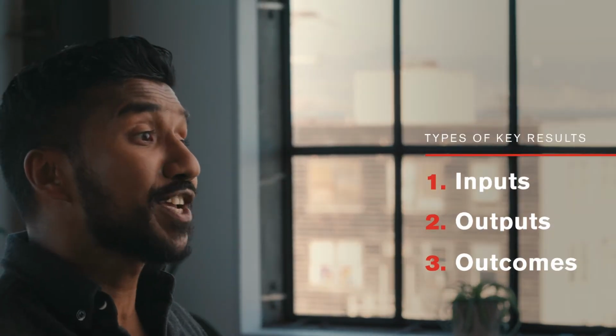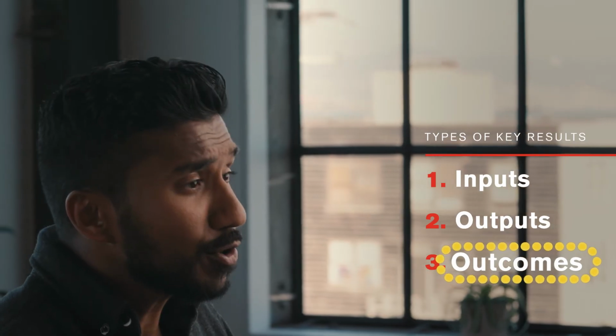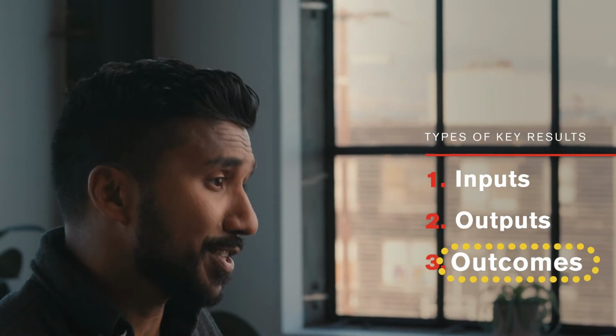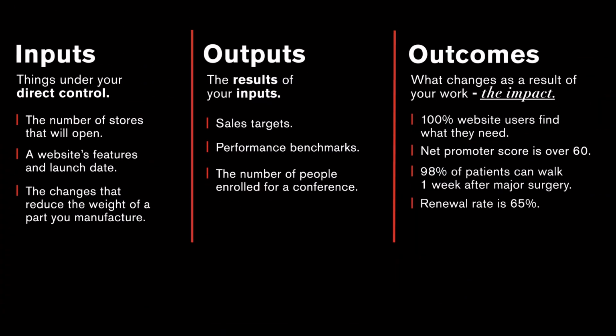Of the three kinds of key results, outcomes are often the most useful. Even though they're also the hardest to come up with and measure, we encourage you to use them as often as you can. When a team focuses on impact rather than inputs or outputs, it gives people more space to find new and better solutions.